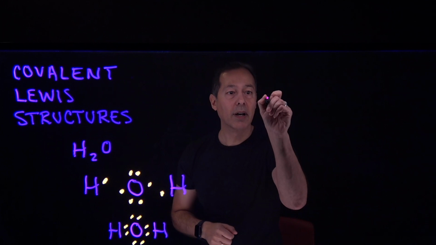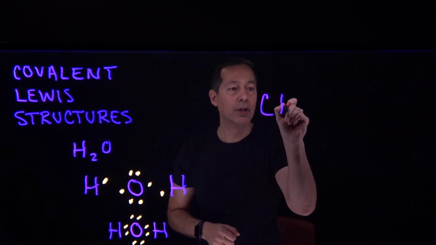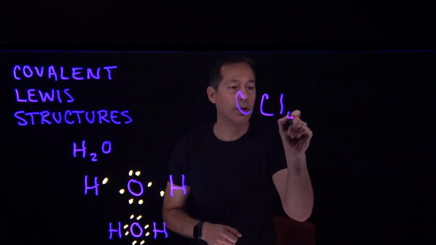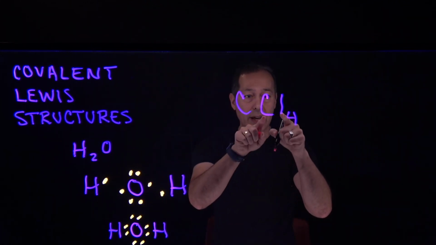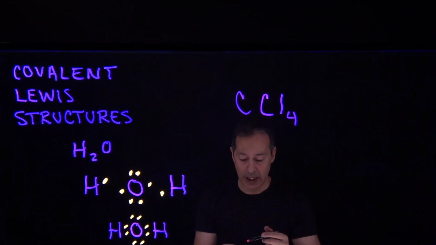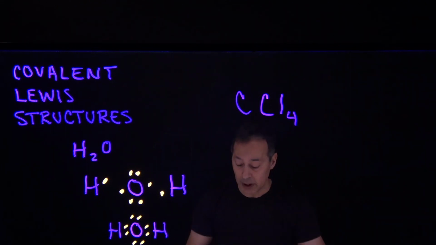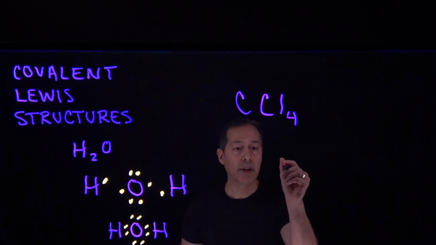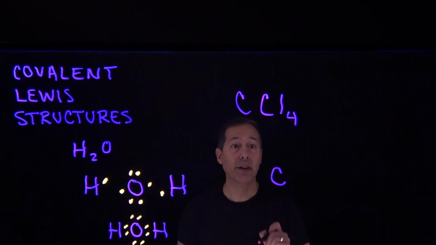Carbon tetrachloride, like that. It's carbon and then 4 chlorine atoms. So that's the formula. Let's try doing the Lewis structure for that. So we're going to put carbon here in the center, like that.